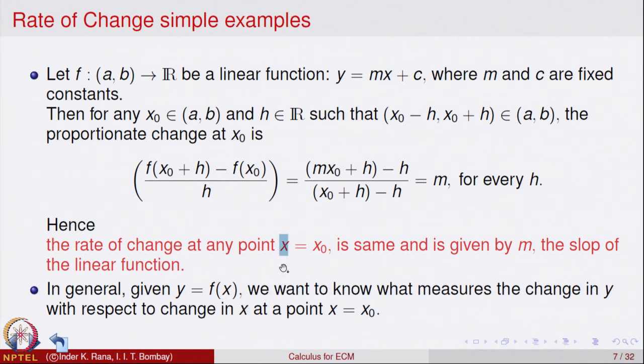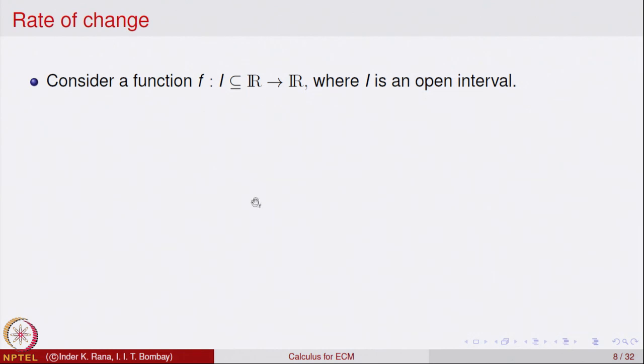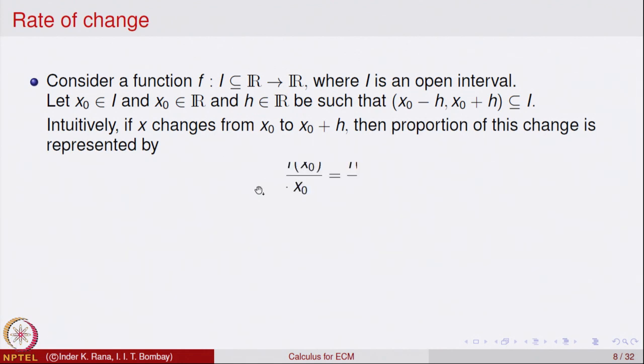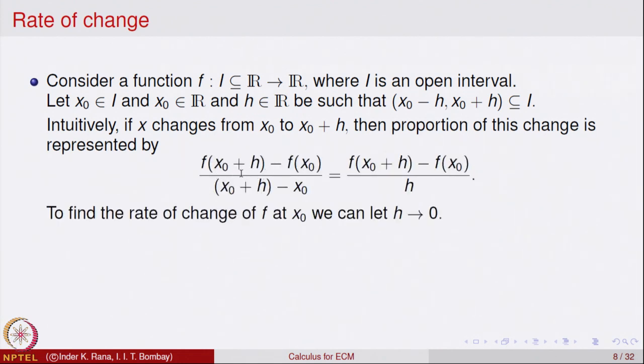So, for a general function, to find the rate of change at a point, let us look at a point x naught and let us look at a value h, so that x naught minus h and x naught plus h both are inside the interval I, and then look at the change that occurs when you move from the point x naught to x naught plus h. So, in that case, this proportionate change is represented by f of x naught plus h minus f of x naught divided by x naught plus h minus x naught.